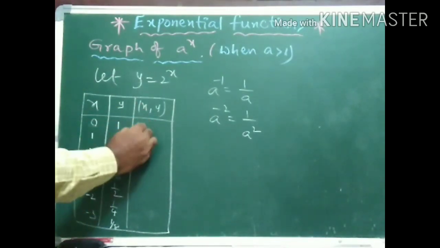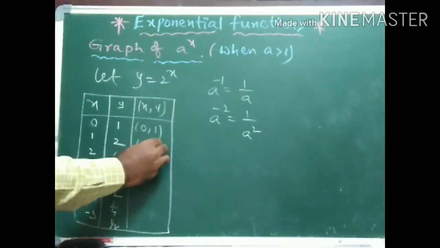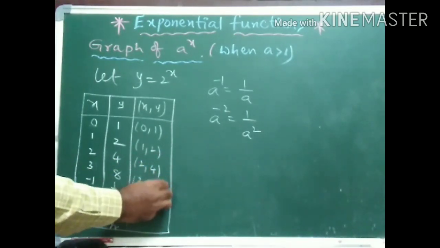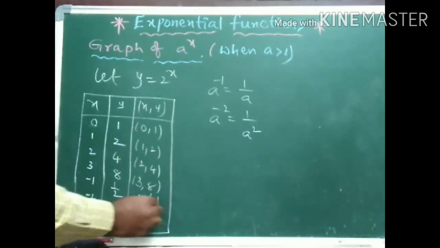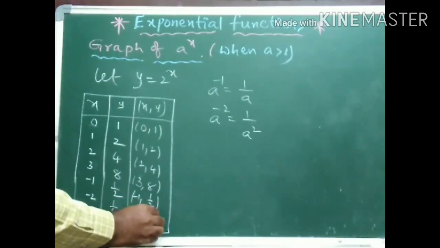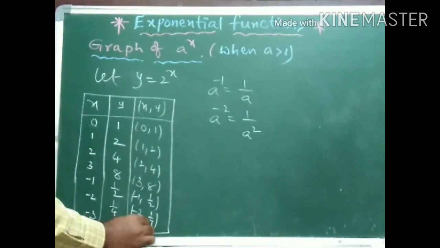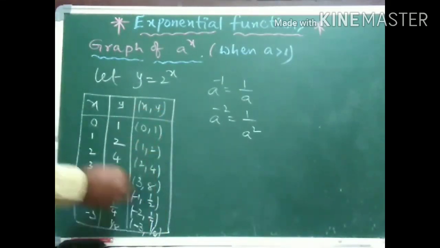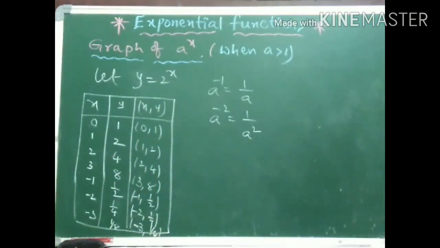Hence x comma y is 0 comma 1, 1 comma 2, 2 comma 4, 3 comma 8, minus 1 comma 1 by 2, minus 2 comma 1 by 4, and finally minus 3 comma 1 by 8. So these are the plotting points. Let us locate all these plotting points on the graph and look at the shape of the exponential function. Ready?